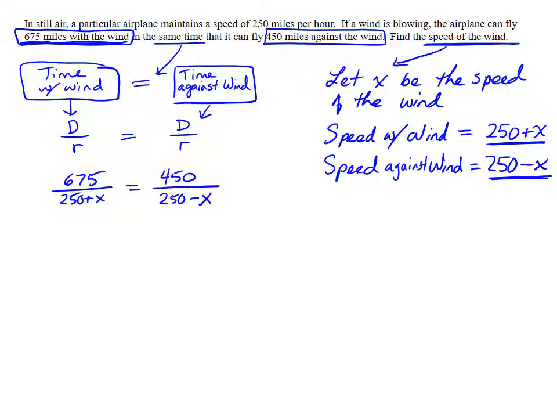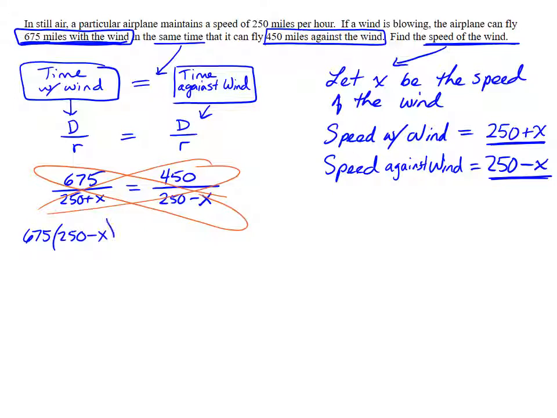675 divided by 250 plus x, because we are going with the wind, so we're adding the speed of the wind to the speed of the airplane, equals 450 over 250 minus x, the speed of the plane minus the speed of the wind, because we are losing speed because of the wind when we're going against the wind. Now this is a proportion. So to clear the fractions, just set cross products equal. So 675 times 250 minus x equals 450 times 250 plus x.